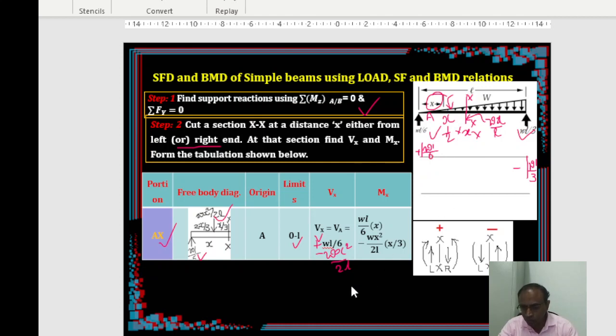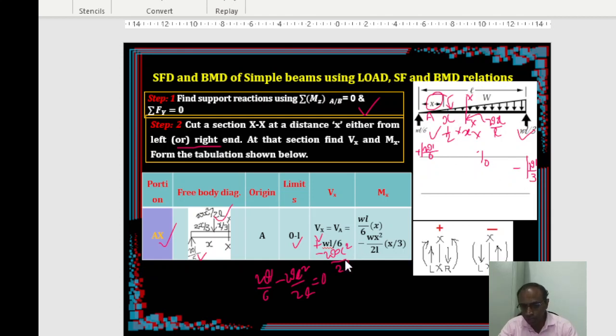Somewhere it is going to be 0. If you want to find where it is 0, you put this equation to 0. That is WL by 6 minus Wx square by 2L. If you solve for x, you will be getting L by root 3, that is 0.577 L. That means right after the midpoint somewhere you will be getting 0 shear. Join these 3 points, your shear force diagram is over.